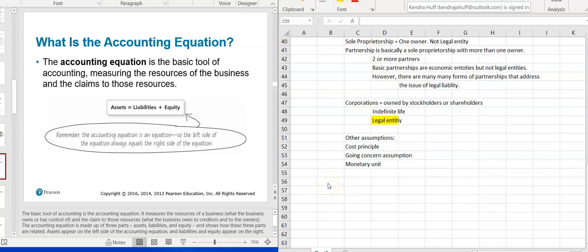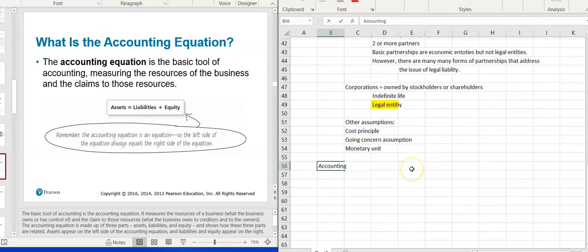Second part of chapter 1. Now, this part of the chapter is very important. It is vital that you understand the accounting equation. And if you might notice, I'm still taking notes on the same page, and I'll just post it up as chapter 1 notes when I'm done with all the videos.